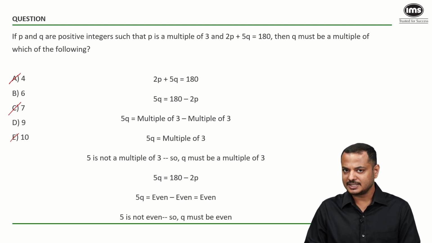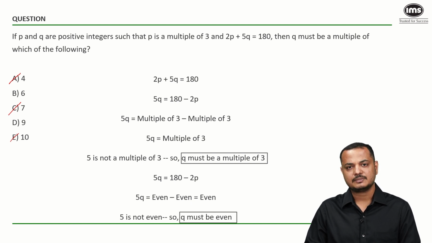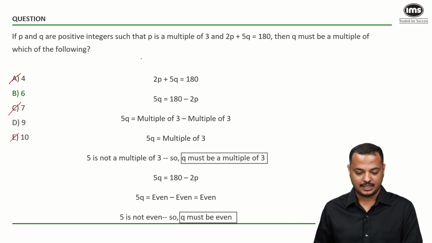So these are the two pieces of information that we got from this analysis, that is Q must be a multiple of 3 and Q must be even. Now the only option out of the remaining options 6 and 9, the only option that satisfies both these conditions, that is multiple of 3 and even number, is option B. So that is our answer.